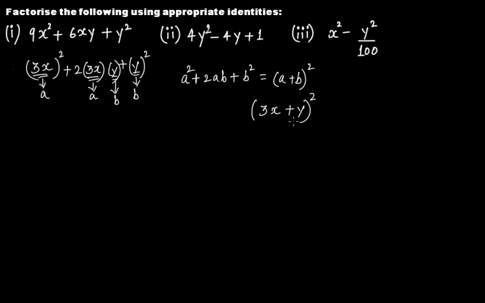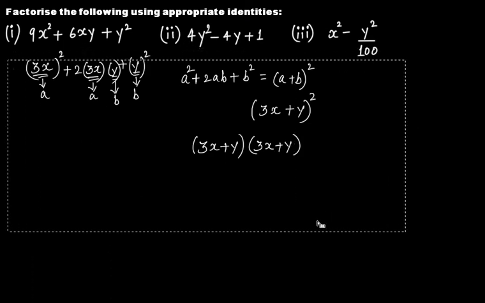It means that the two factors, since it's a quadratic polynomial, that is its degree is 2, will be (3x plus y) multiplied by (3x plus y). A quadratic polynomial can have a maximum of 2 linear polynomial factors. So these are 3x plus y and 3x plus y.